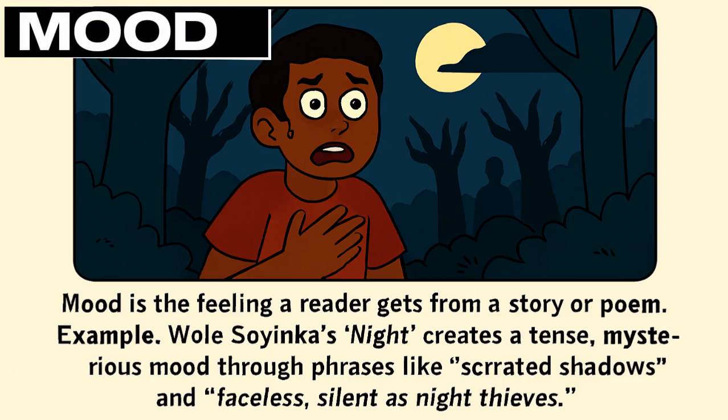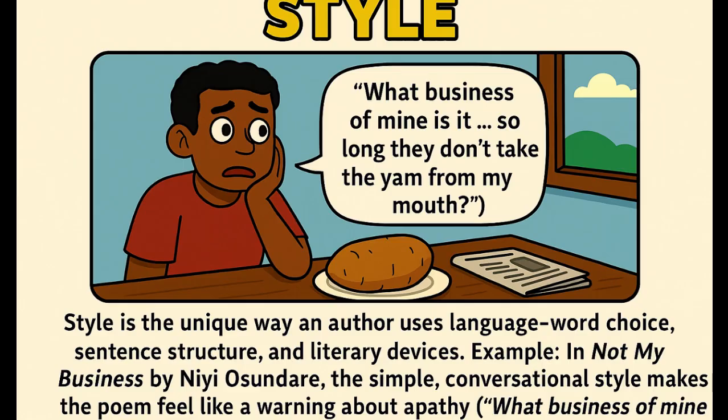Mood is the feeling a reader gets from a story or a poem. Example, Wole Soyinka's Night creates a tense, mysterious mood through phrases like serrated shadows and faceless silence as night thieves. Style is the unique way an author uses choice of words, sentence structure, and literary devices.